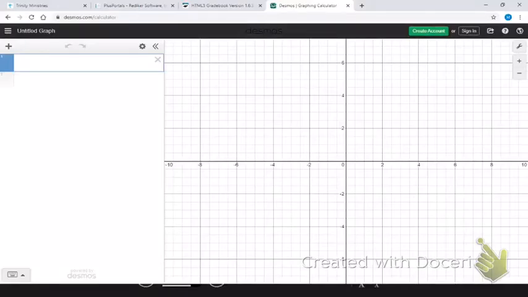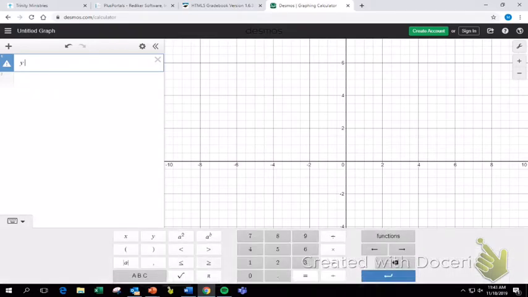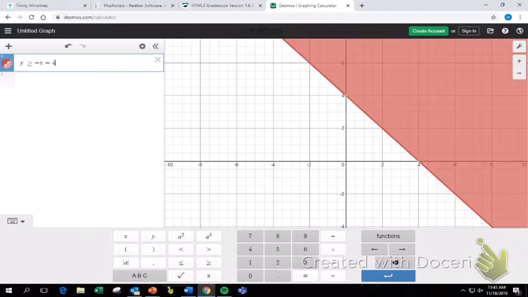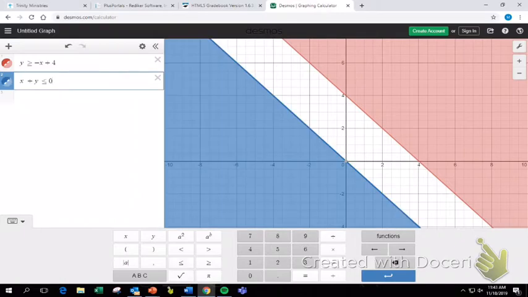What is the first inequality that we are plugging in? Y is greater than or equal to negative x plus 4. Good. Now, remember the keyboard button right here will give you your greater than or equal to and your less than or equal to button. So this is y is greater than or equal to negative x plus 4. All right, and what is the second inequality that you plug in? X plus y is less than or equal to 0. Good. X plus y is less than or equal to 0.